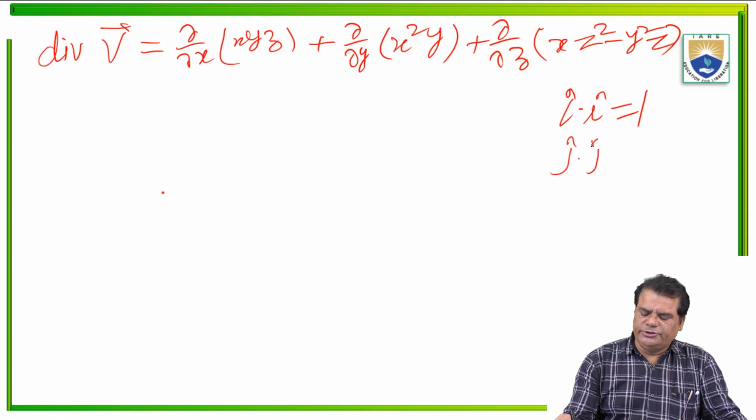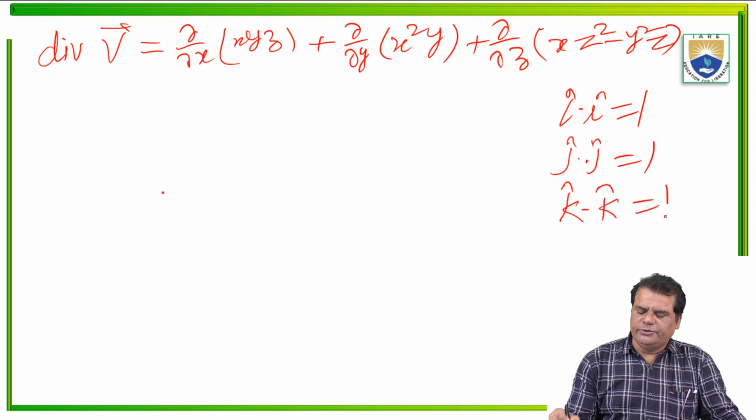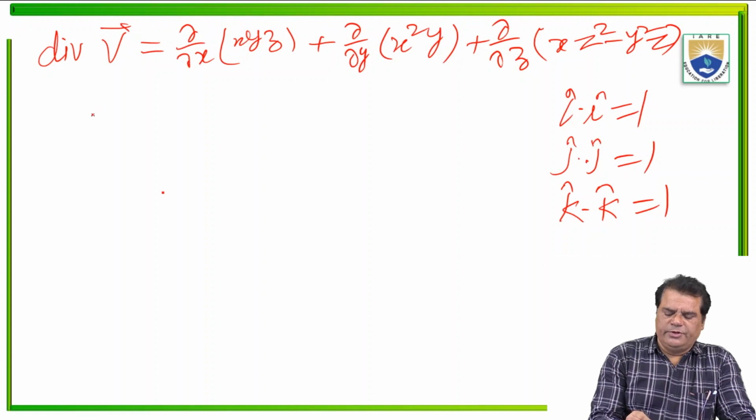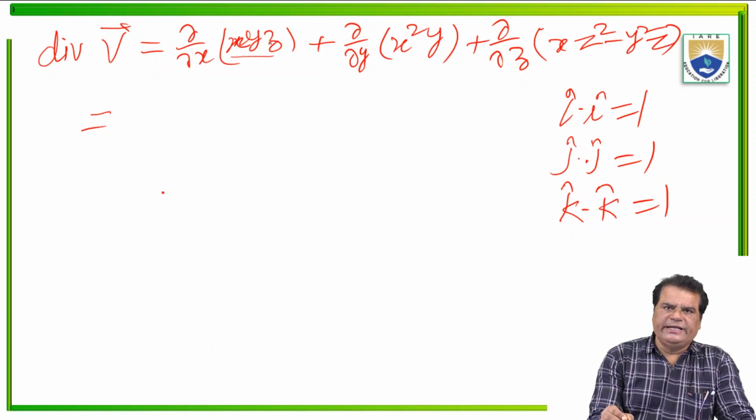j dot j is 1 and k dot k is 1. Now differentiating the first term. The first term is xyz. Here xyz with respect to x, so yz is constant. So yz is taken common.